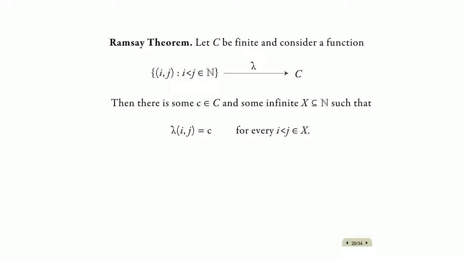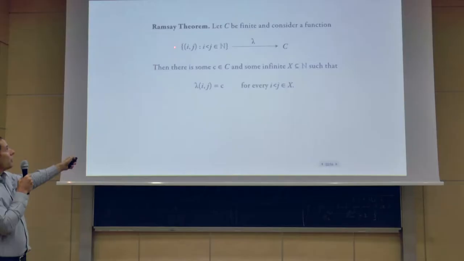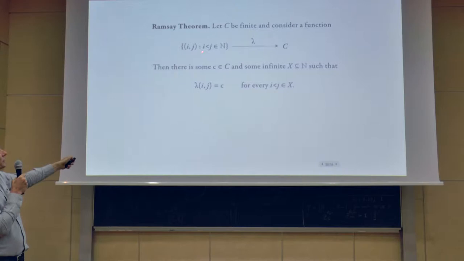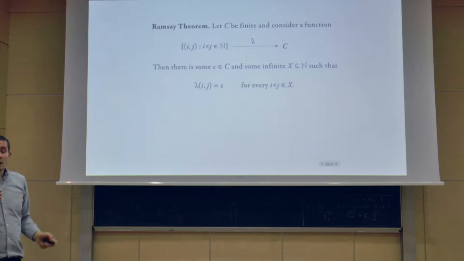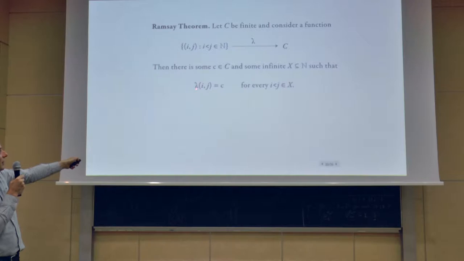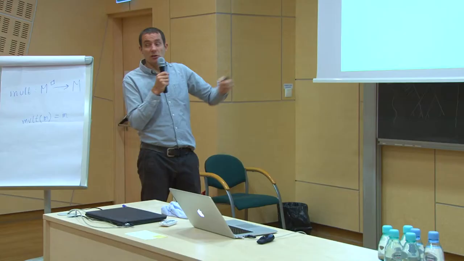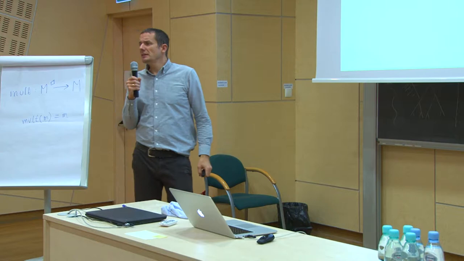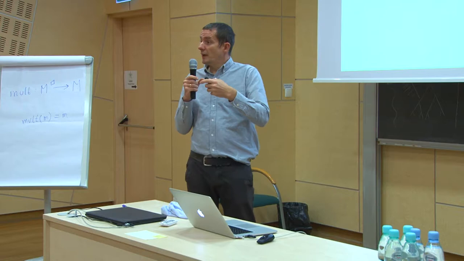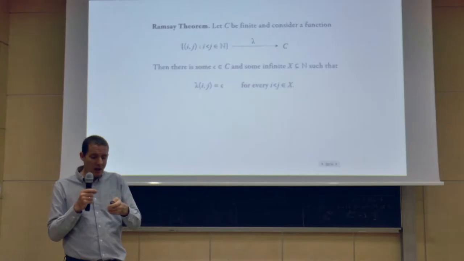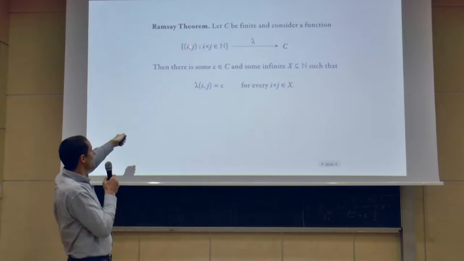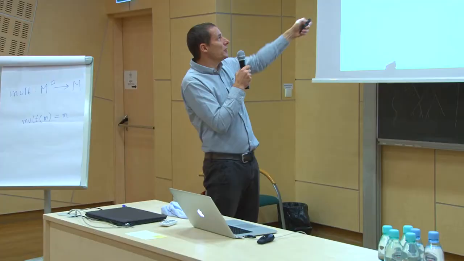So the Ramsey theorem says that if you color growing pairs of natural numbers by a finite set of colors, then you will find some color and some infinite set of natural numbers such that if you take pairs from that set, it will always be that color. It's often stated as saying that you have an undirected clique with edges colored by C. And undirected means that each pair ij is counted only once. So by convention, you can assume it's a growing pair.